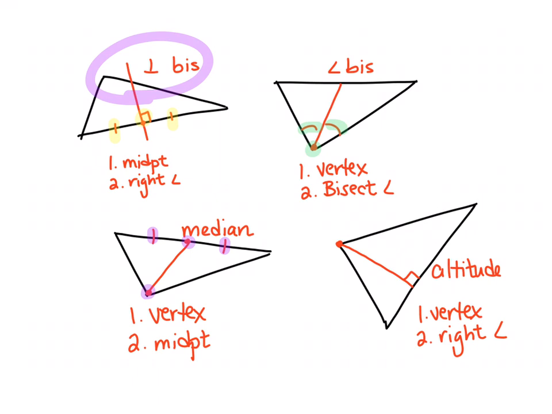And then lastly, the altitude is going to go through a vertex. It's going to make a right angle with the opposite side. So it doesn't have to hit a midpoint. It does have to make a right angle, and it also must go through a vertex, unlike the perpendicular bisector. So maybe that's helpful in remembering the definitions. Each one of those things has to have two different properties. And this is the end of the lesson on medians and altitudes.